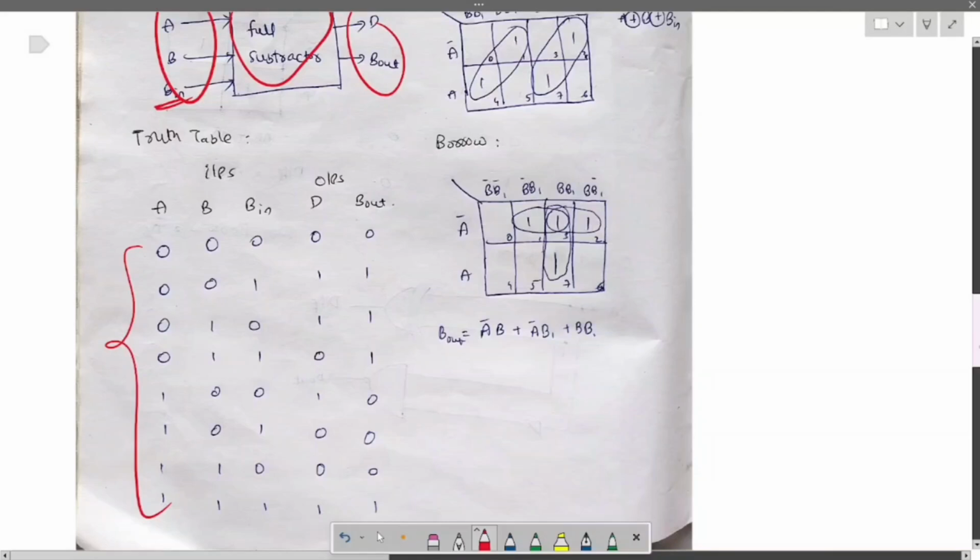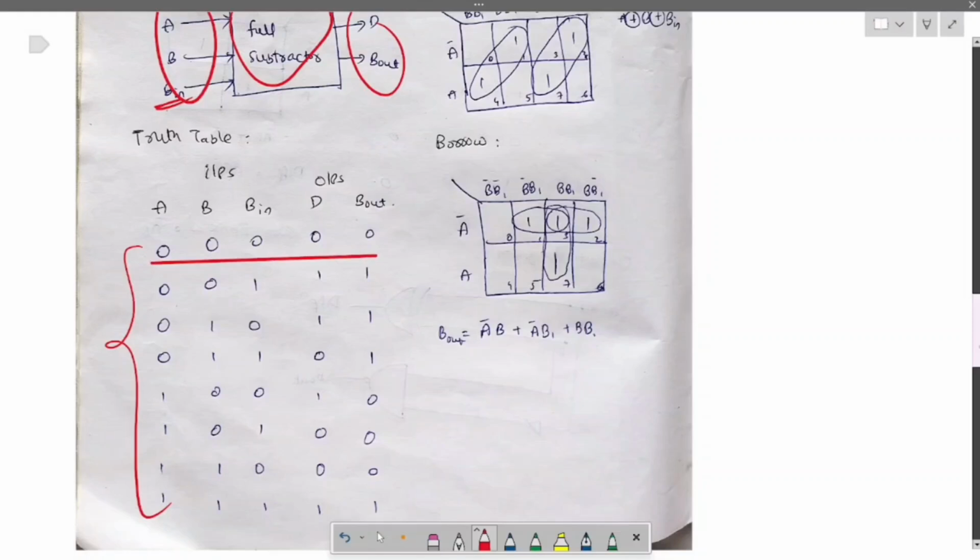Now these are the possibilities. In the previous video, I explained how the difference and borrow will be. For all zeros, there is no difference and no borrow. Now for 0 0 1, with 0 and 1 we need to take a borrow. So borrow is 1, and the difference is also 1. I hope you got the idea on this.